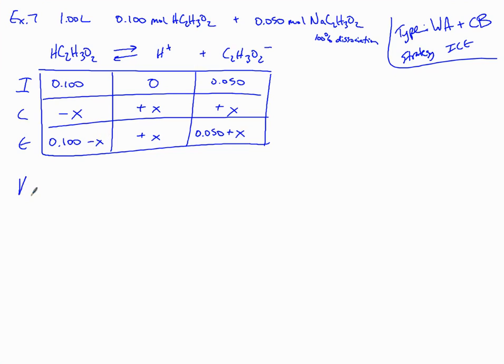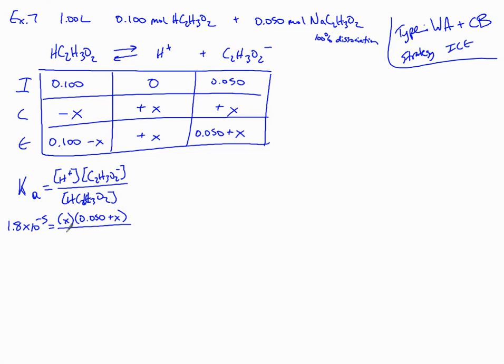Same equilibrium expression, Ka equals the concentration of hydrogen to the first power, concentration of acetate to the first power, over concentration of acetic acid, also to the first power. The Ka value here is the same. We're still talking about acetic acid. Hydrogen concentration is X, acetate is 0.05 plus X, the acetic acid 0.1 minus X.